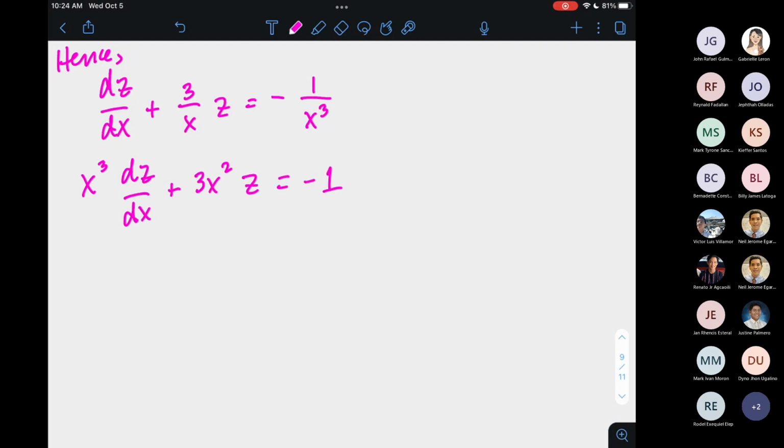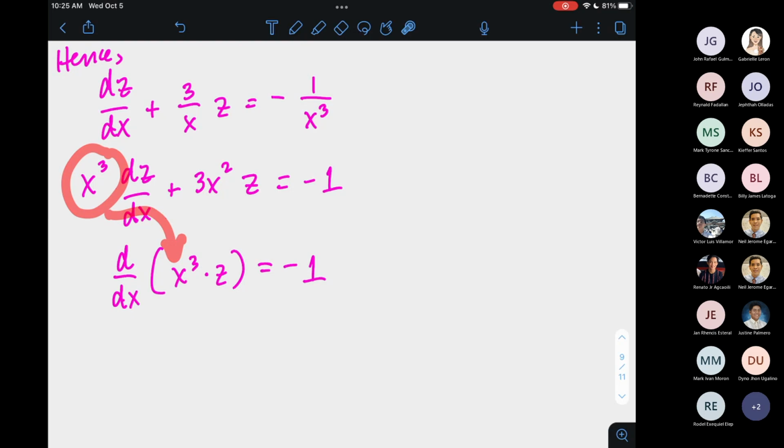All right. So now multiply both sides by x to the power 3. And then we chose the integrating factor so that the left-hand side of our ODE will be a result of the product rule. Essentially, this is the derivative with respect to x of x cubed times z equals -1. And that is by design, right? Kopyahin nyo lang yung integrating factor, tapos instead na dz, magiging z lang siya.